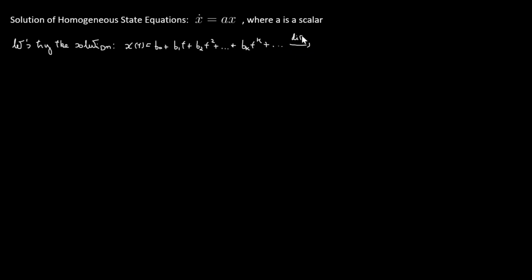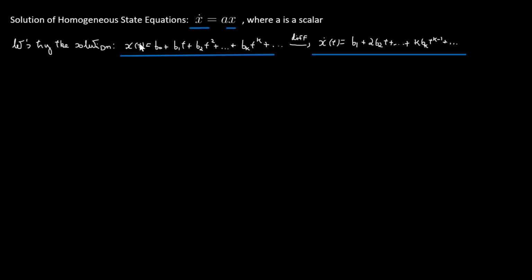Now, let us differentiate our solution attempt. By doing so, we obtain x dot equal b1 plus 2b2t plus k times bk t power of k minus 1, and so on. Let's substitute our solution attempt and its derivative into our original state equation. Doing this, we obtain the following equality.